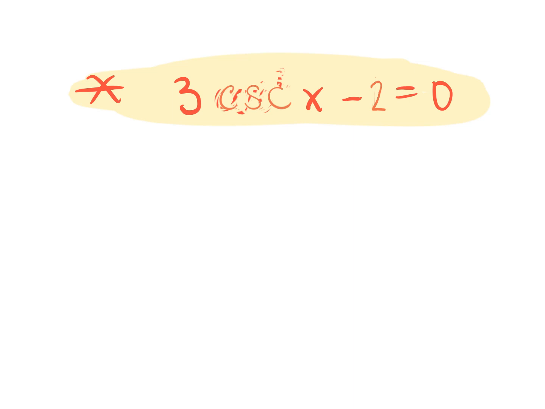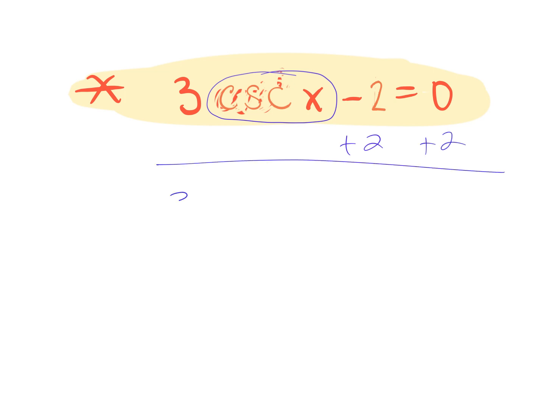All right, I have a solving problem. I want to get this by itself. It's not squared or anything like that. So I'm just getting that trig function by itself. But cosecant, what is that the reciprocal of? Sine, okay. So we want to get cosecant by itself, so we're going to add 2. You guys agree? Okay, so I have 3 cosecant x equals 2.